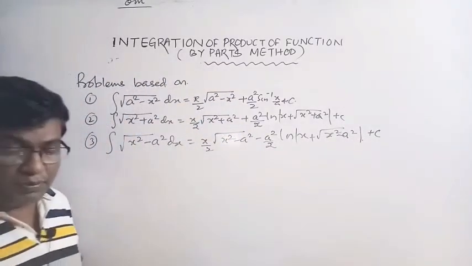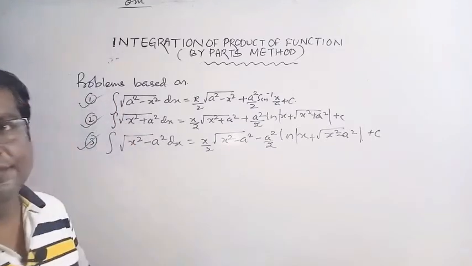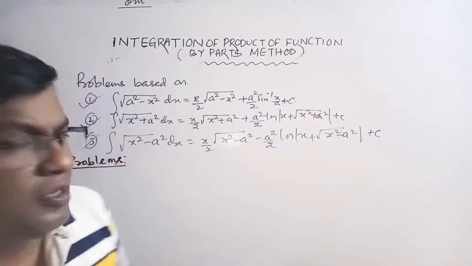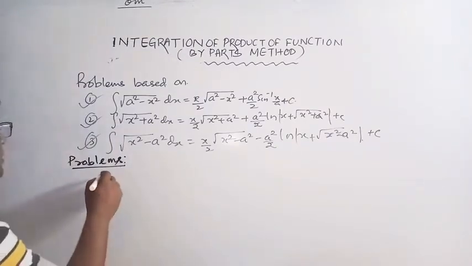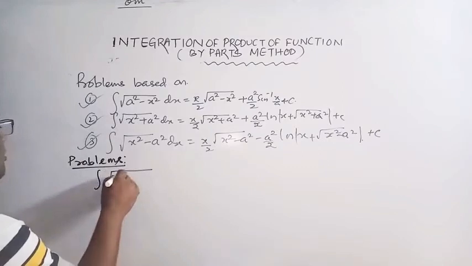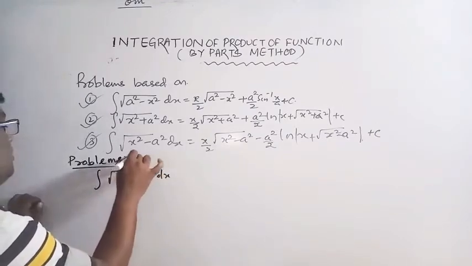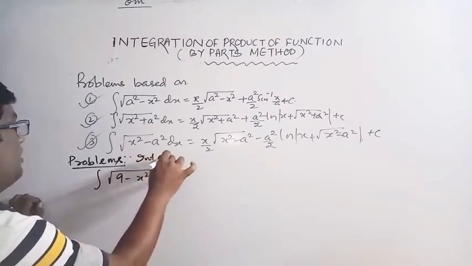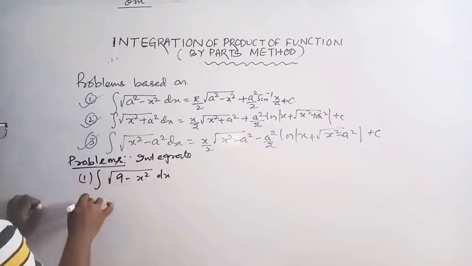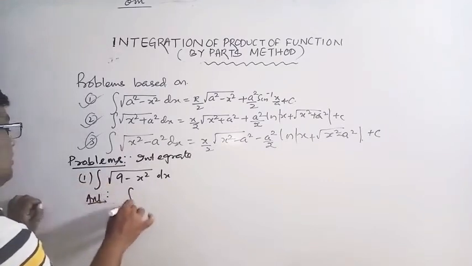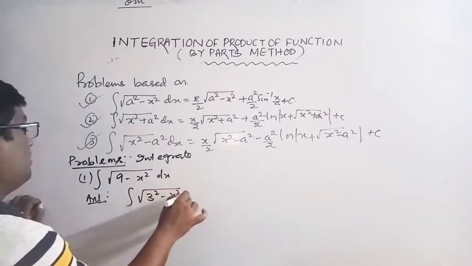Okay, now problems based on these 3 formulas. Suppose integration root over 9 minus x square dx. So this is the question, integrate. Clear? So this is question number 1 and the answer is what? This is equal to integration root over 3 square minus x square dx.